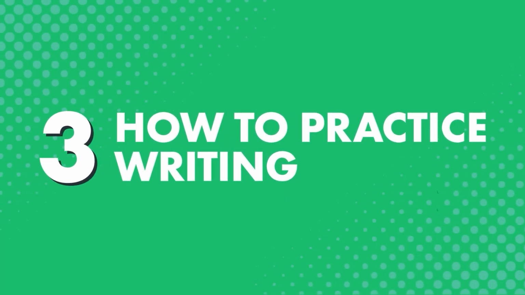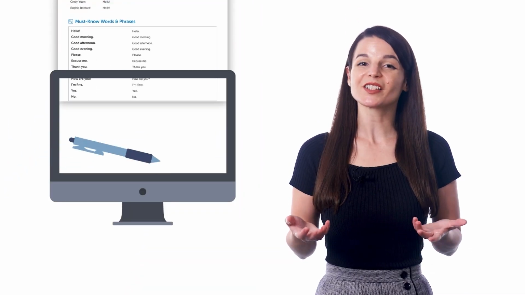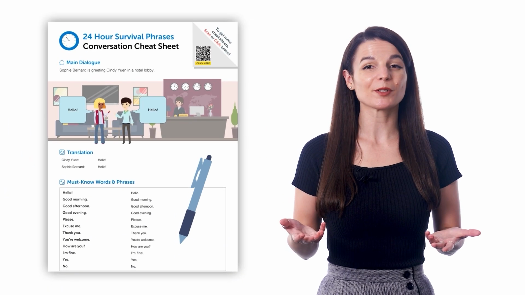3. How to practice writing. The easiest way to practice writing is to simply copy out the words on the cheat sheet into a notebook. You can also print out the cheat sheets and write on them directly.